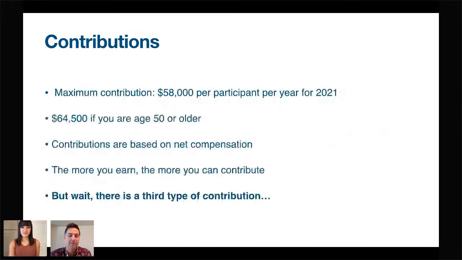Maximum contributions are $58,000 for the solo 401k in 2021. If you're 50 or older, that's all the way up to $64,500 because you do get that extra catch up. Contributions are based on your net compensation. If you're incorporated, it's based on your W-2. The more you earn, the more that you can contribute. But we're also going to talk about a third type of contribution today.